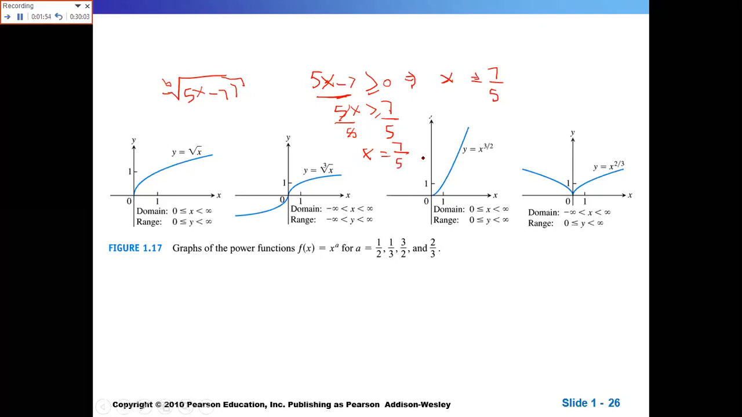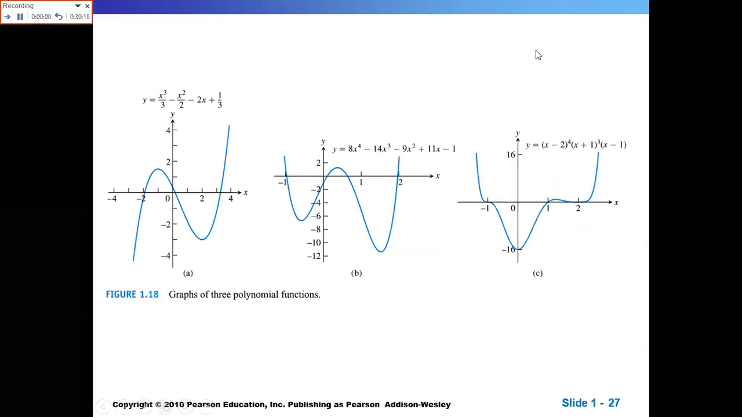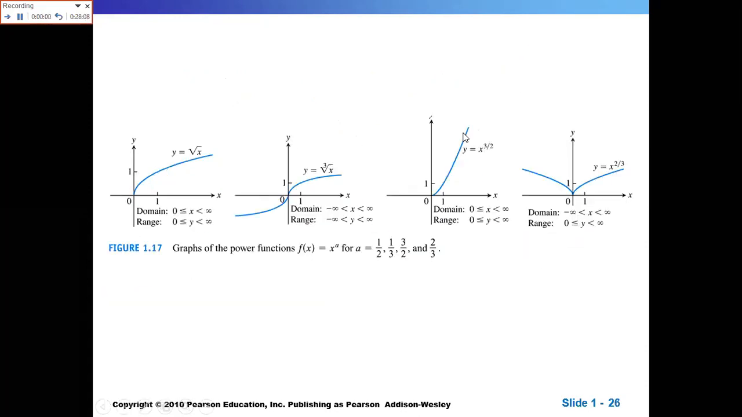So what does that mean? What will the domain be? The condition says x must be greater or equal to 7/5. So what is the smallest value? 7/5. So 7/5 is the smallest value, right? So it's included, so it's going to be like this. And then over here what? That's infinity. Excellent. 7/5 to infinity. Okay.